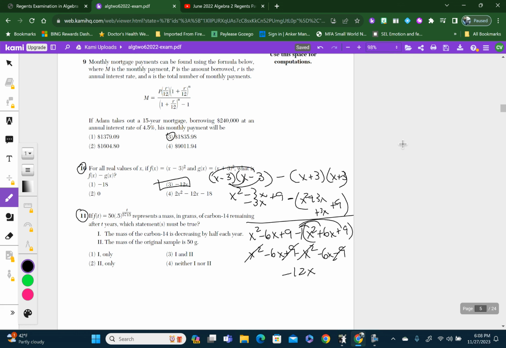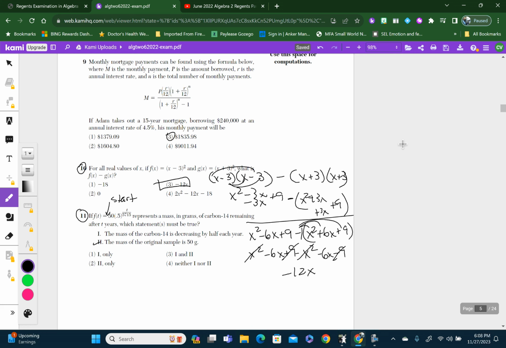All right, question number 11. So you have a function here, and so if I take a look at it, the first number right here is my start, what I'm starting with. So it's starting with 50, which option number 2 says that.